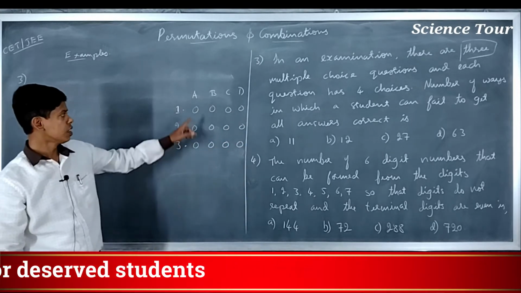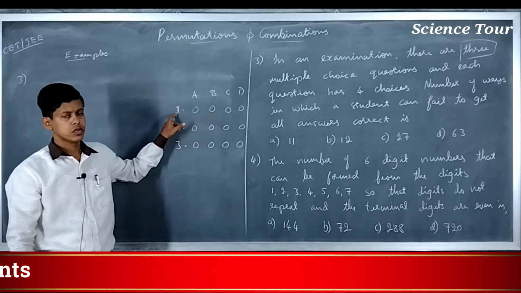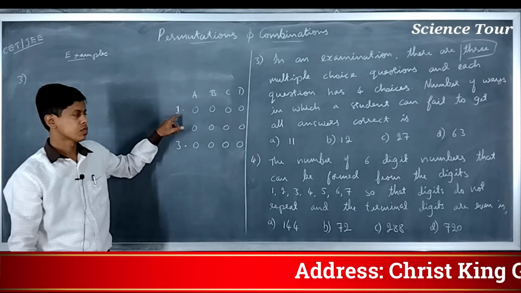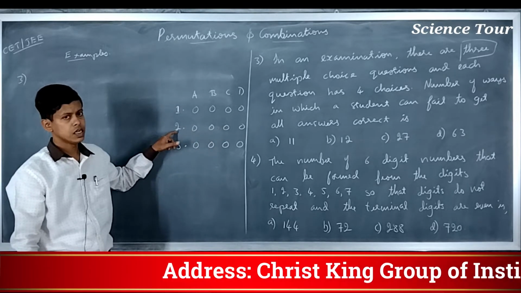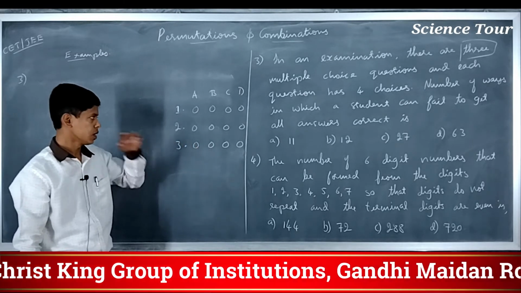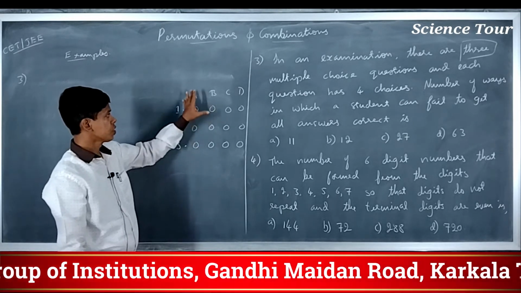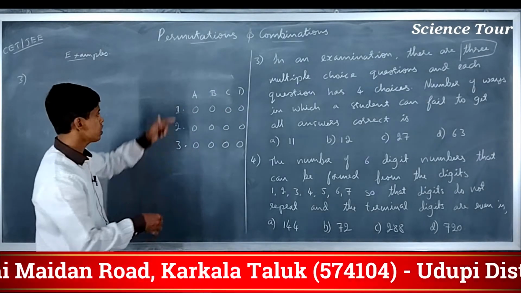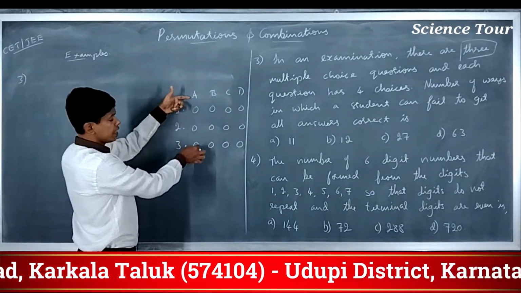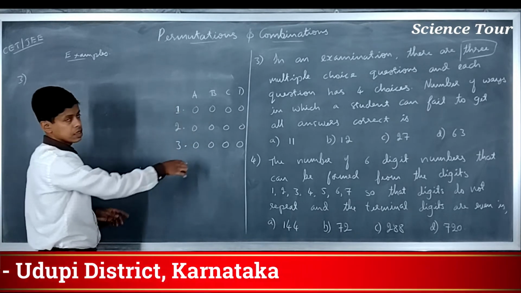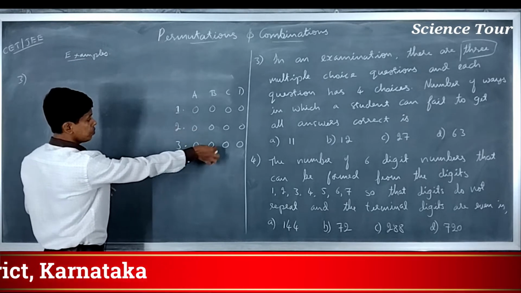So any one has to be marked out of A, B, C, D to get the right answer for the first question. Any one should be marked for the second question, and for the third question as well. Only one has to be marked. Now, how many total answers can be generated? See, the first answer can be A, the second answer can be A, B, correct.